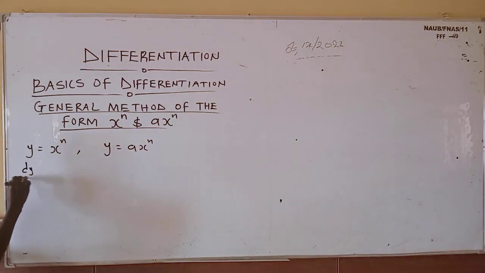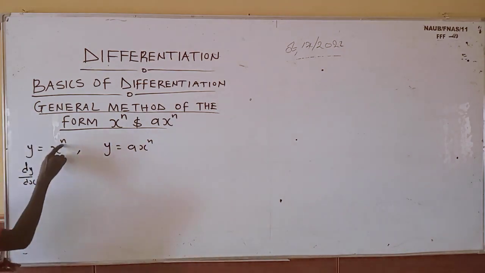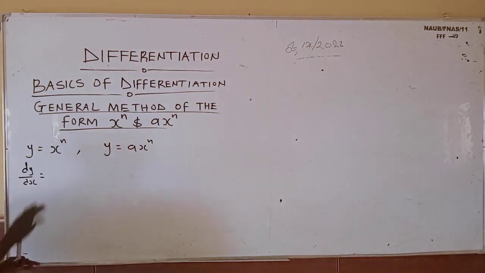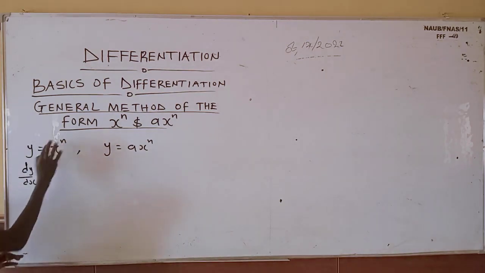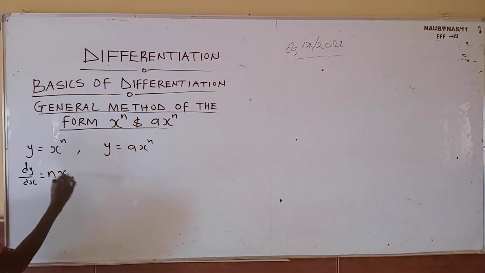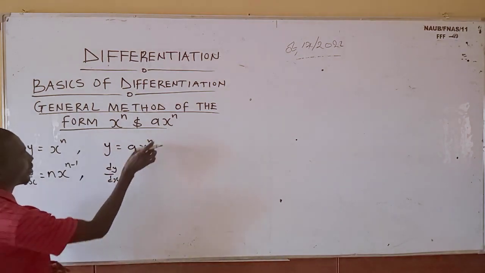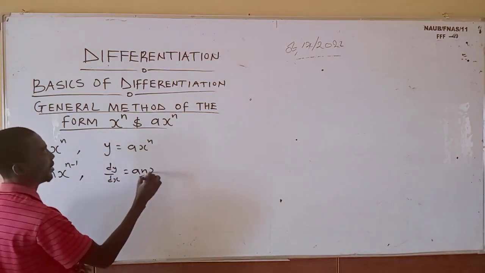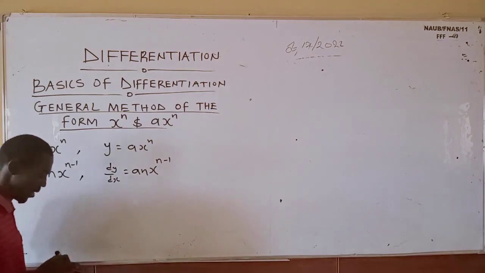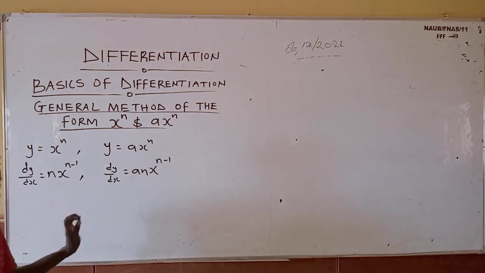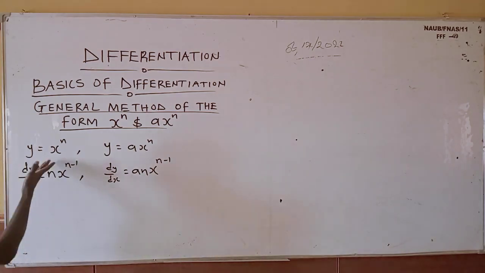We are going to have dy over dx will be equal to, now the first thing you are going to do is you will bring your n to the front of this. It means you use n to multiply the coefficient of x here, and the coefficient of x here is 1. n times 1 is what? n. Then x to the power of subtract 1, n minus 1. Same applicable to this. dy over dx is equal to n times a, that is an, then x to the power of what? n minus 1. These are the things you should know. You get that? So now let's consider some examples under this first.